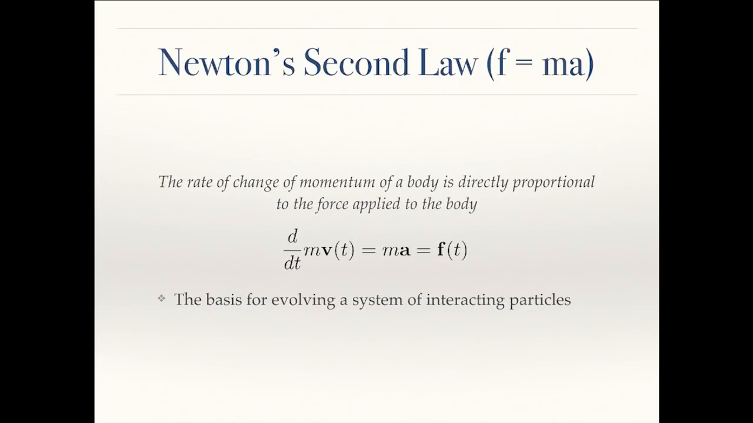Okay, so Newton's second law tells us more about how a body accelerates. In particular, it says that the rate of change of momentum of a body is directly proportional to the force applied to the body. Over here we have the rate of change of momentum, and we're more used to seeing this now. If the mass is constant, we can move that derivative in to just apply to the velocity, and then that becomes an acceleration.